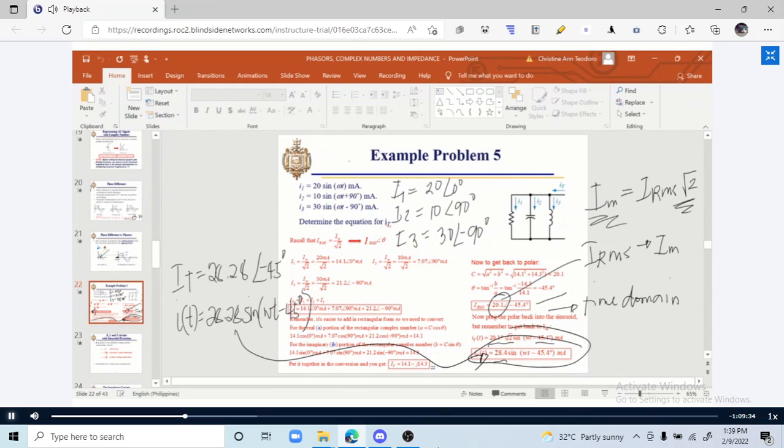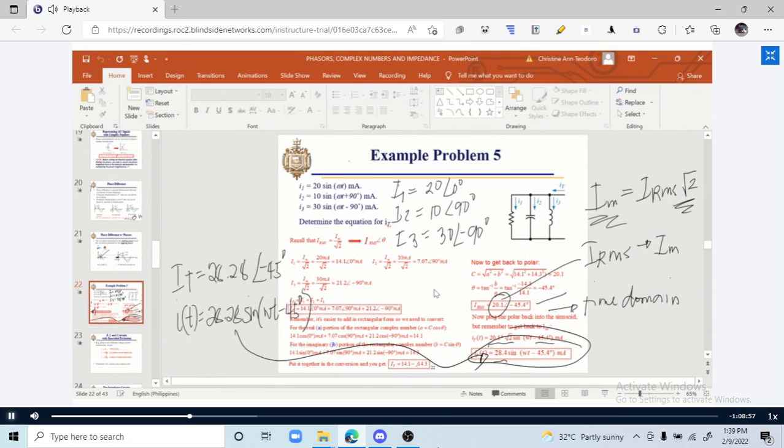Now we get the phasor equivalent of I2. How can we get the phasor equivalent of I2, Russell? Okay, Russell. So how can we get the phasor equivalent of I2? Yes, it's 10 over square root of 2.